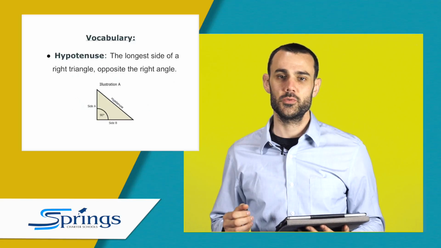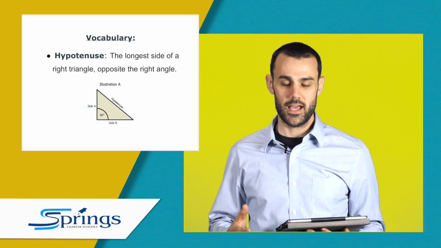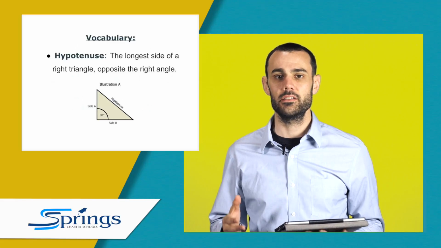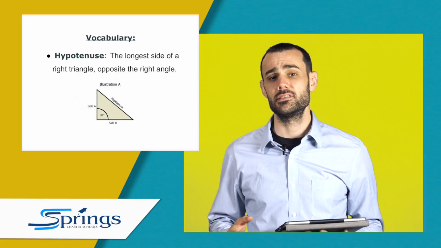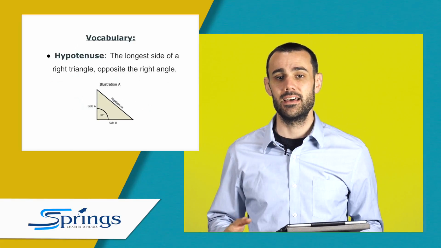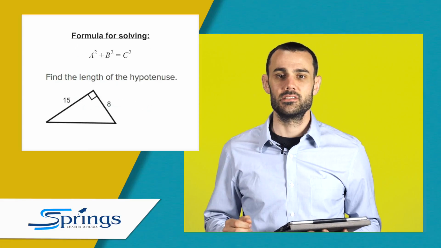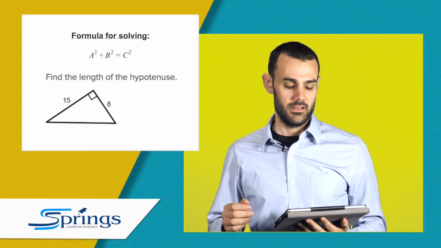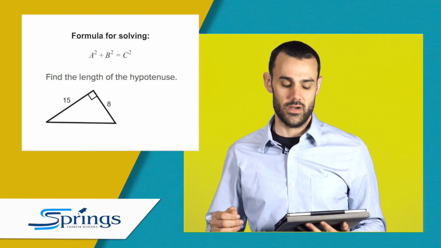Now here in our illustration we have side A labeled, side B labeled, and even the hypotenuse labeled for us directly opposite of the 90-degree angle. Don't forget that the hypotenuse side is also referred to by the letter C. The formula we use to solve the Pythagorean theorem is a squared plus b squared equals c squared.